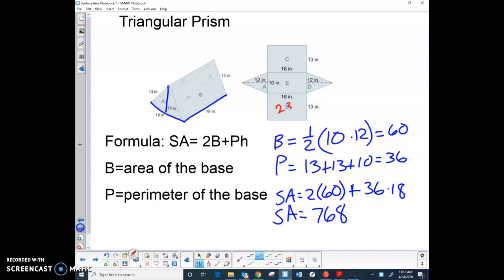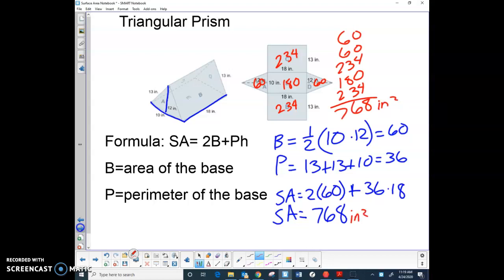All right, if we look at the net, we've got 13 times 18 for this rectangle, which gives us an area of 234. If we look at the middle, we've got 10 times 18, so 180 there. And then we've got another 13 times 18, so 234. The triangular flaps, we've got 1 half times 10 times 12, which gives us areas of 60. We add all of these together. So we've got 60 plus 60, 234, 180, 234. We add those up together, you will get 768 square inches.